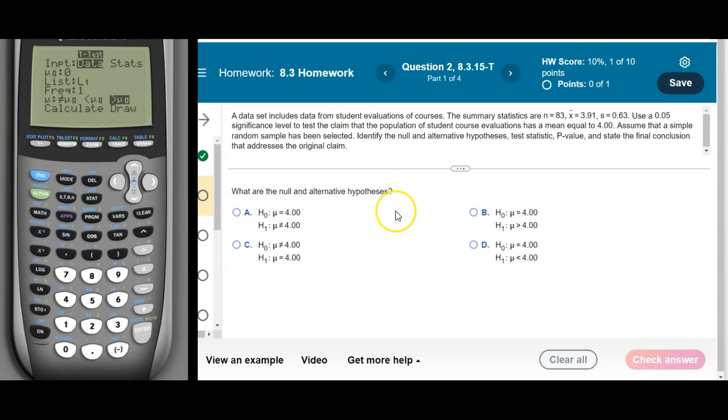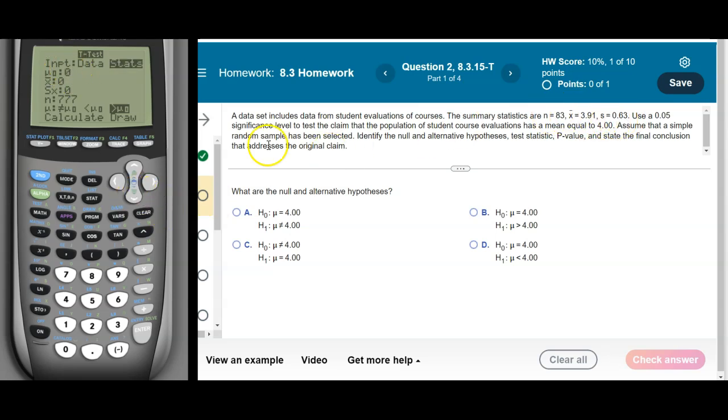Now the first thing it asks is, do you have data or do you have stats? So in this video we're going to look at if we have stats. Stats just mean these values over here. N is a stat. X bar, the sample mean, is a stat. Standard deviation, those are all stats. So that's what we have here.